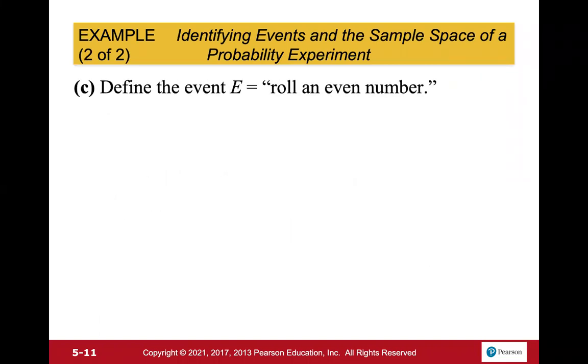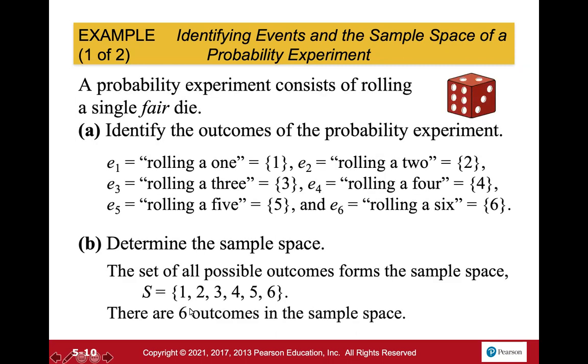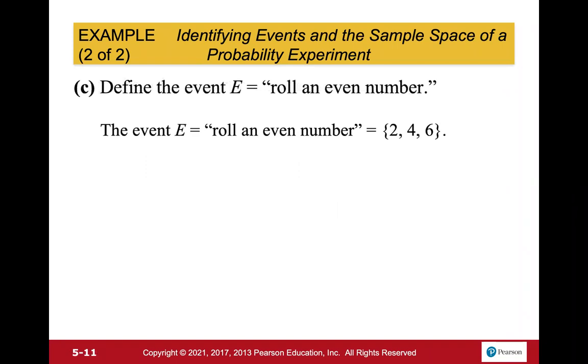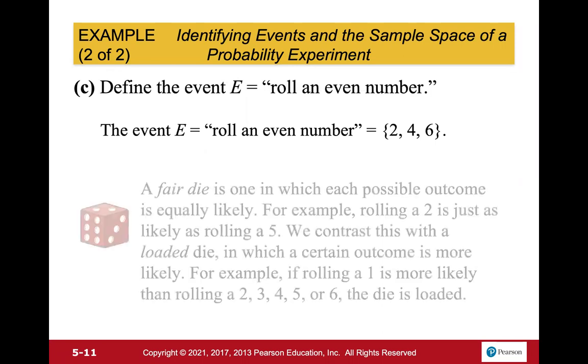Part C, define the event E, rolling an even number. Remember we said that our sample space was 1 through 6. Us rolling an even number is going to be simply that. 1 is not even, 2 is even, 3 is not even, 4 is, 5 is not, 6 is. So out of the 6 different possible outcomes, 3 of them are going to be us rolling an even number. And that's exactly what we have here. Event E, rolling an even number, us rolling a 2, 4, or 6.